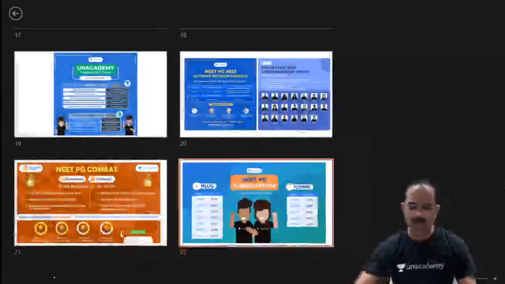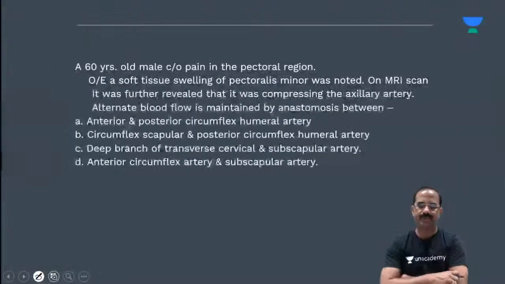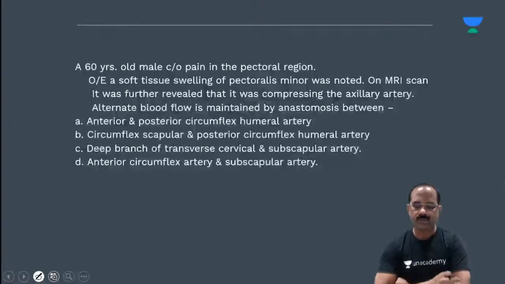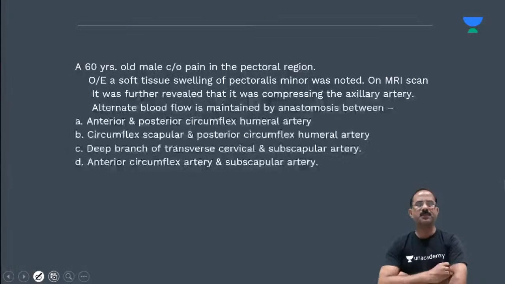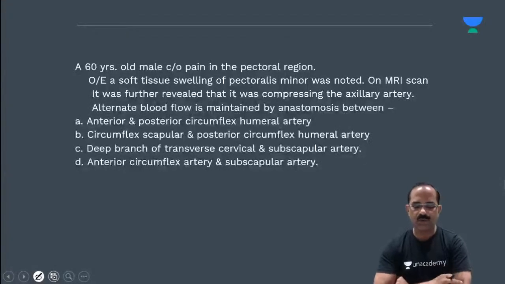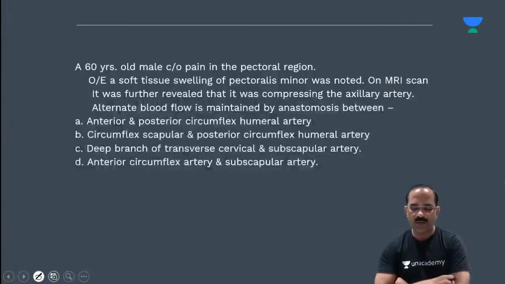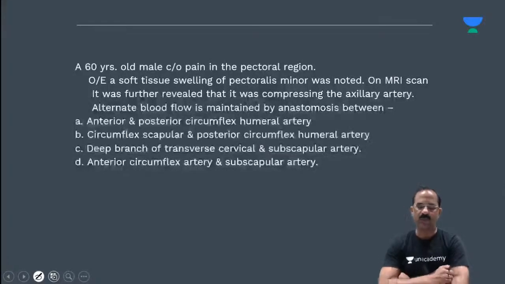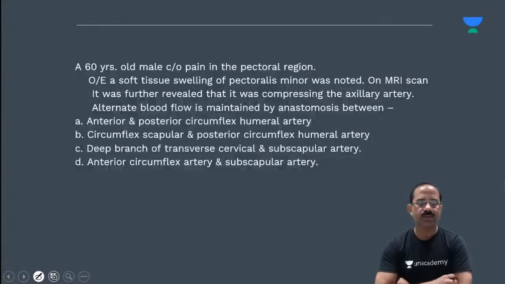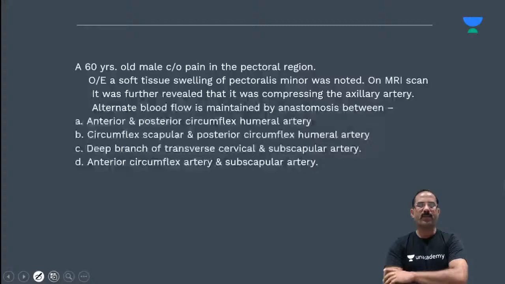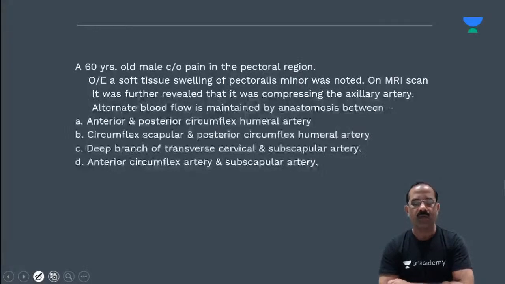Okay. Now we come back to the MCQ. Answer this. A 6-year-old male complained of pain in the pectoral region. On examination, a soft tissue swelling of pectoralis minor was noted. On MRI scan, it was further revealed that it was compressing the axillary artery. Alternate blood flow is maintained by anastomosis between... Anyone? Attempt this.